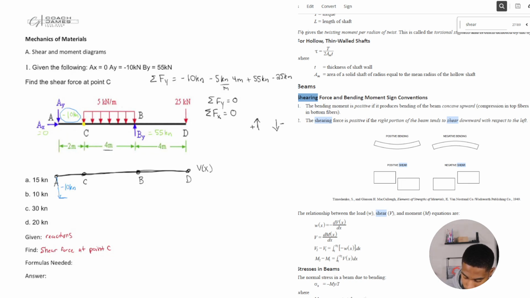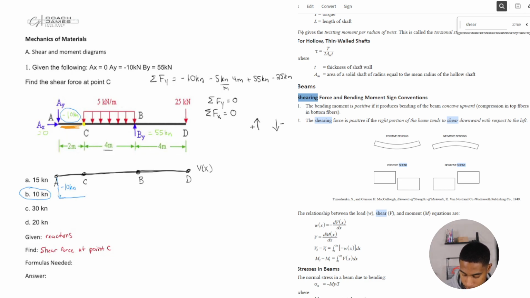So between here and here, there's no other forces that take place on it. So our shear is going to stay at -10 until point C. And even technically at point C, it is -10 kilonewtons. So in this particular example, we didn't put negatives or positives, but technically this would be a negative, should be a -10 kilonewtons. But all in all, definitely 10 kilonewtons.